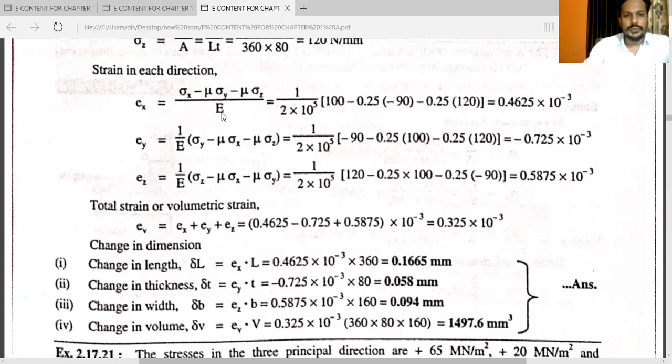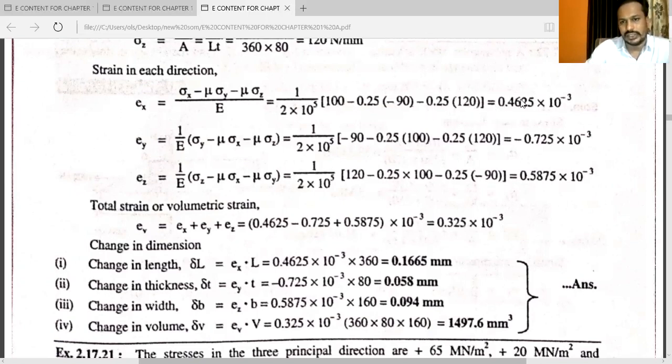We have the value of Young's modulus, and we have the values of sigma x, sigma y, and sigma z, the stresses in the x direction, y direction, and z direction. Just put the values in for Ex, Ey, and Ez, and after putting the values in the equation, you will get the answer.